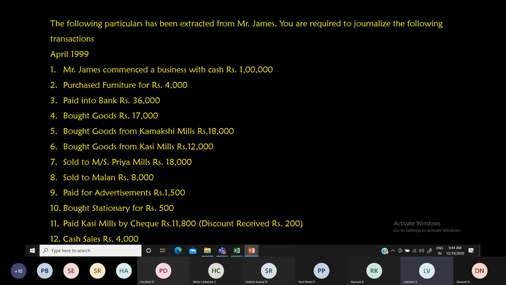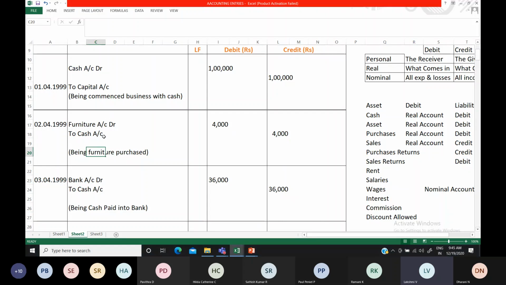Okay, only if a person's name is given, you should not use the cash account here. Instead of that, that person's name has to be utilized here. I think it will be clear to you. So whenever a person's name is given, it is considered as a credit purchase only. Credit furniture they have got.